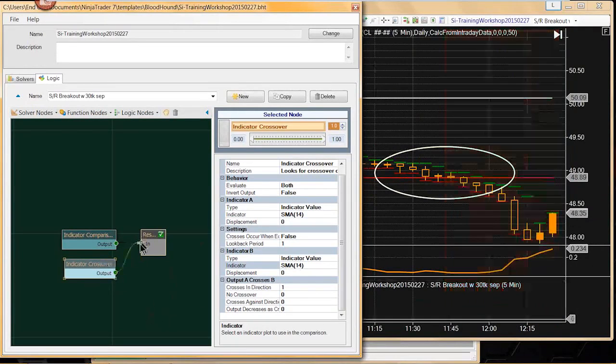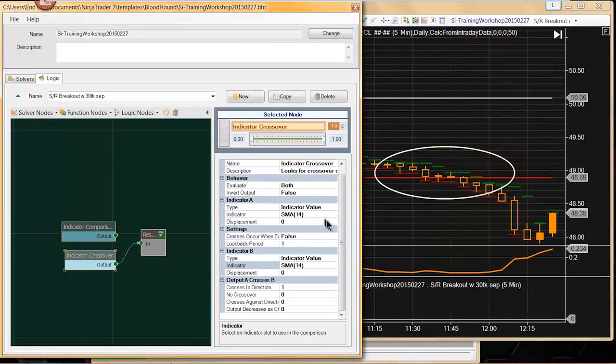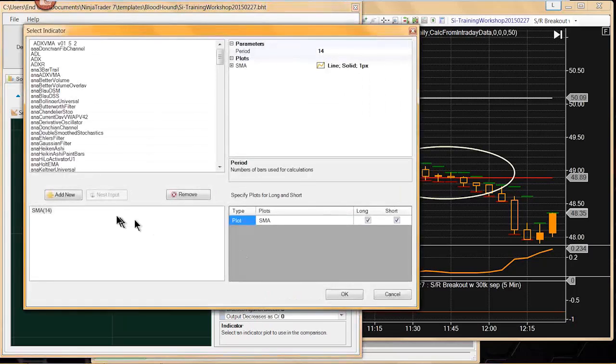So we'll set the crossover up the same way, and it gives us two different options here. For the crossover, we have an indicator A and an indicator B as well. We're going to set these up the same way. So let me change the type to price, and we're using the closing price here. And then for indicator B, we need to change our indicator to the pivots.